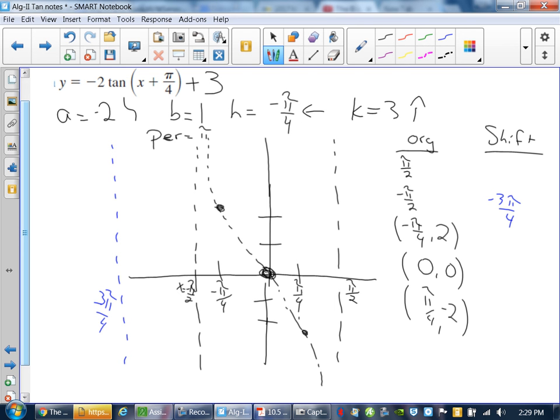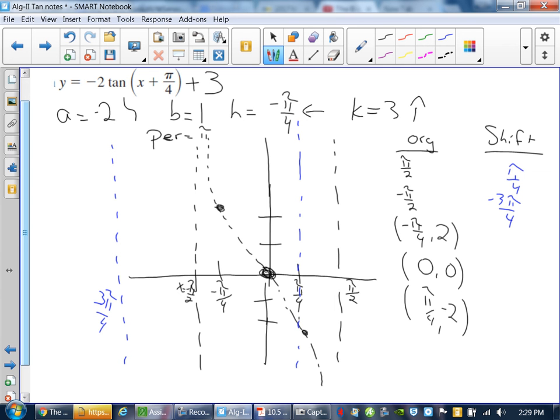If I move pi over 2 left pi over 4, where does it go? Pi over 4. I'm so confused. Oh, so we're drawing new. I can't look at my thing. That's okay. If you want to redraw, what I'm doing here is putting in my asymptotes first. I moved my asymptotes left pi over 4 first.